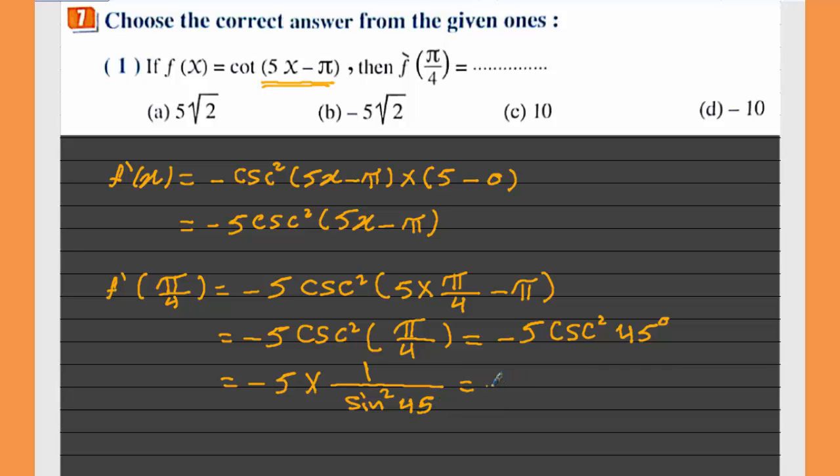which equal negative 5 multiply 1 over sine square, for sine 45 is 1 over root 2, or you can do it on your calculator. So the result equals negative 10, and we choose letter D.